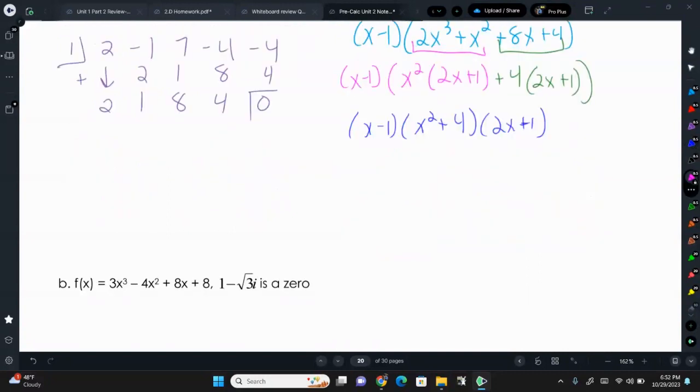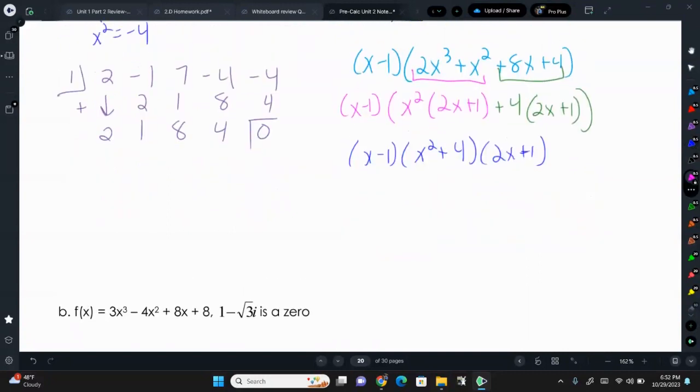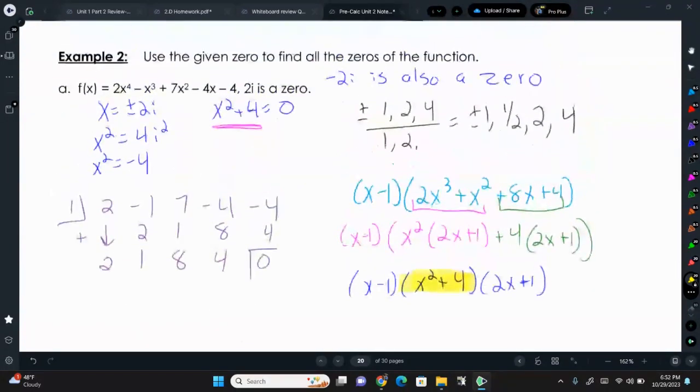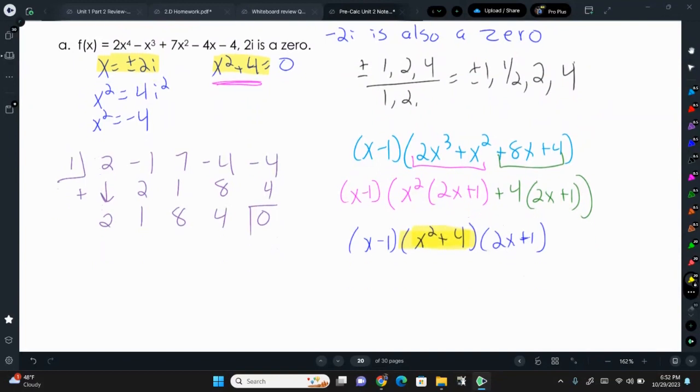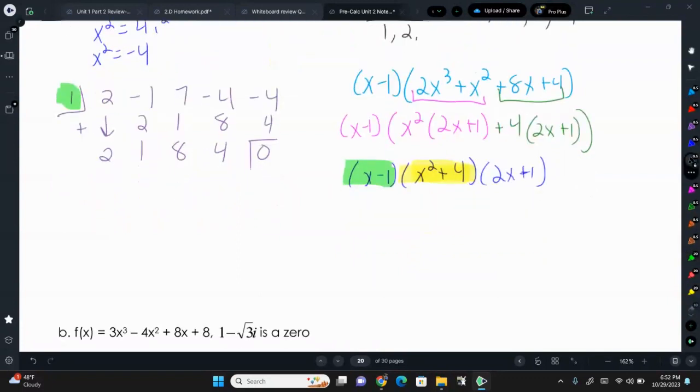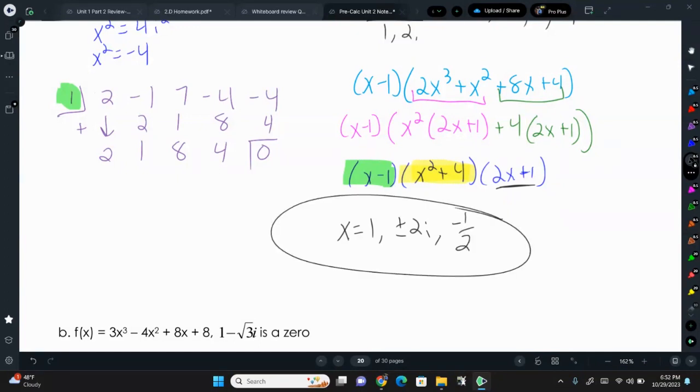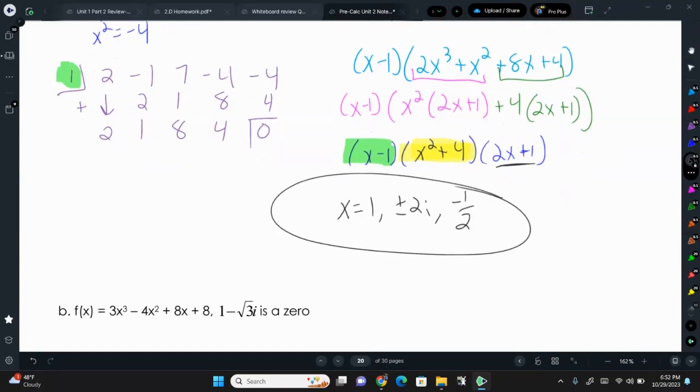So our solutions, we've already taken care of this part right here, because that gave us plus or minus 2i. We also took care of this by synthetic division. So our zeros are going to be x equals 1, plus or minus 2i, and then this last one here is going to be -1/2. So those would be our solutions. Right, letter B.